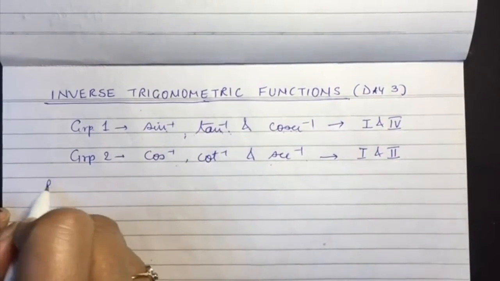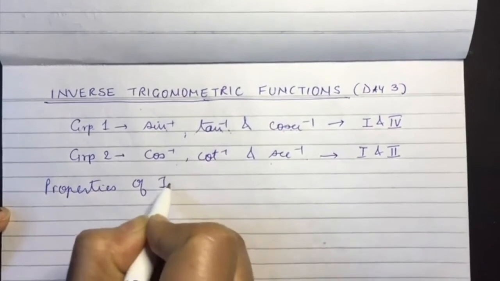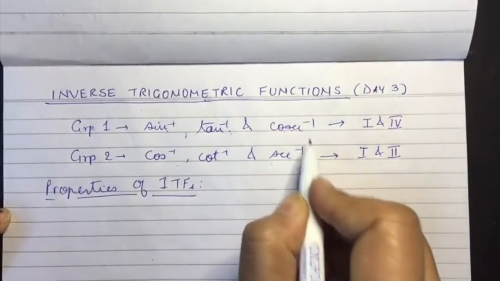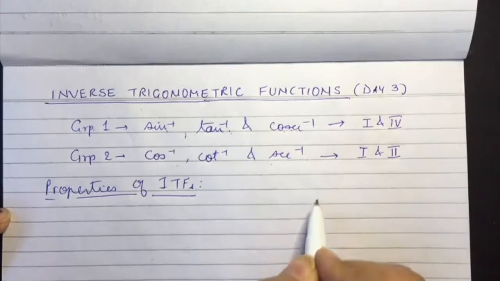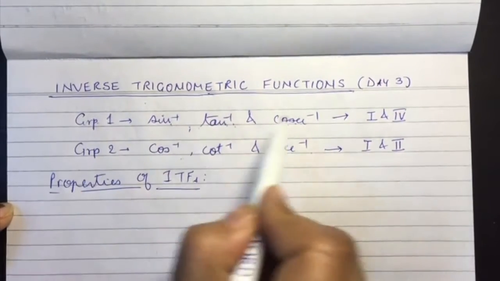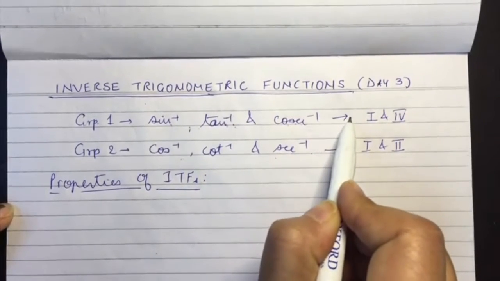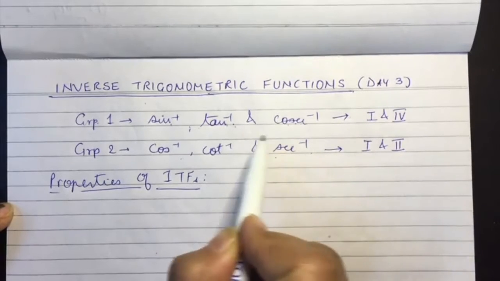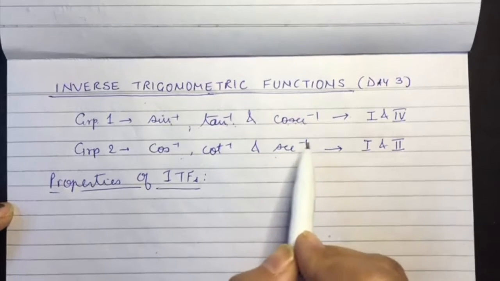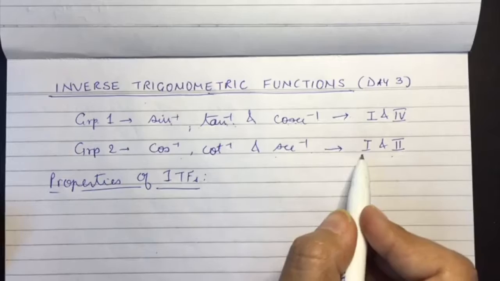Now, as we proceed to do the properties of the inverse trigonometric functions, we'll observe that these groups are maintained throughout, meaning that all the functions which fall in one group have similar properties, whereas the ones which are a part of the other group have another set of similar properties. So let's see how it works.